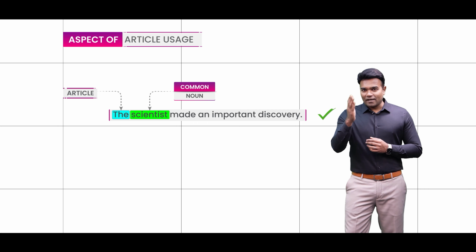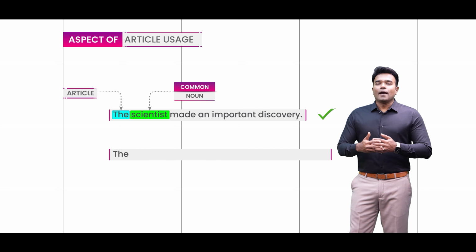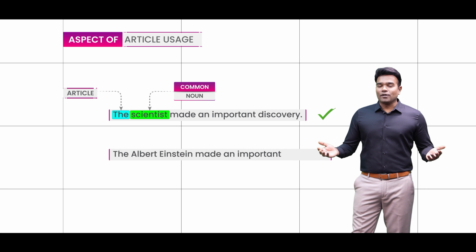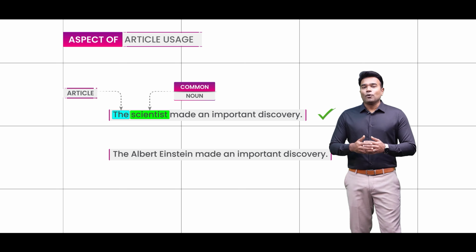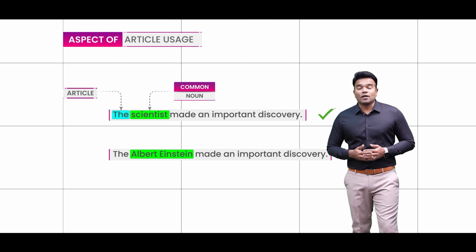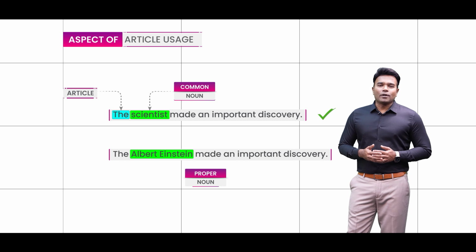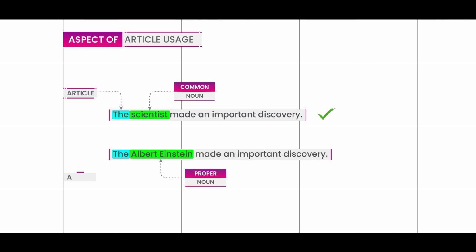But then have a look at this sentence. The Albert Einstein made an important discovery. Well, you know that the word Albert Einstein, after all, happens to be the proper noun in the sentence, and the happens to be the article. But you know what? This sentence itself is an invalid sentence. And why is it so? That is because the proper nouns do not gel with the articles. The moment I eliminate the article from the sentence, it becomes a valid sentence.